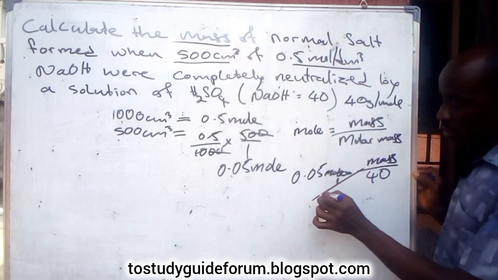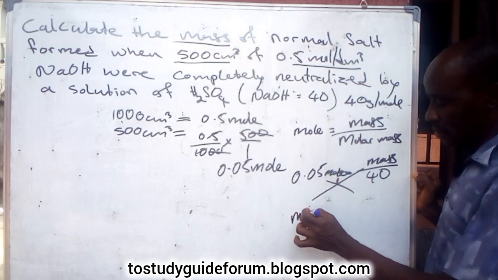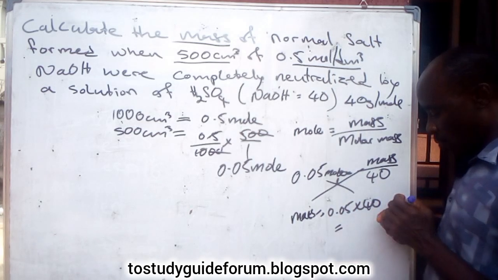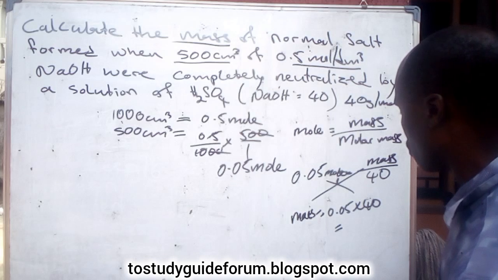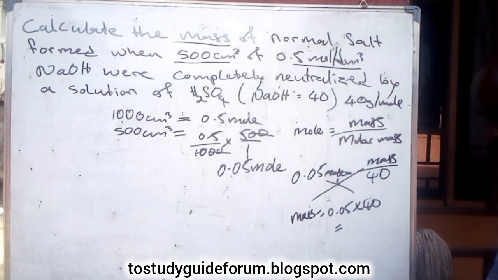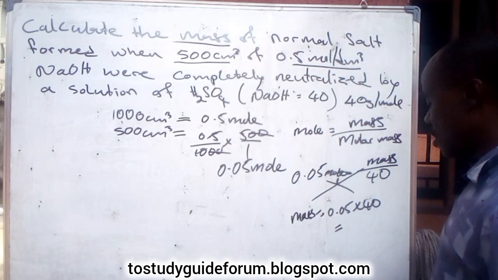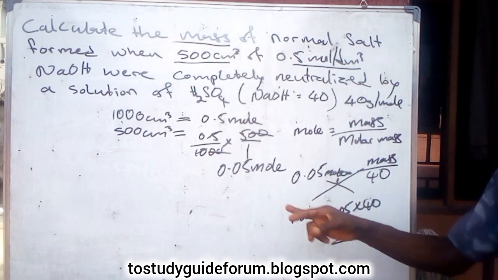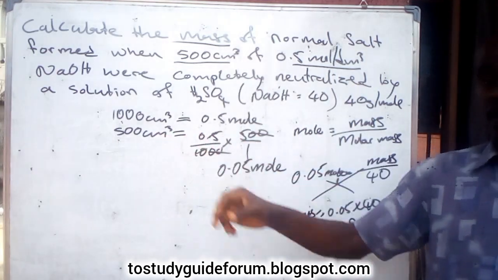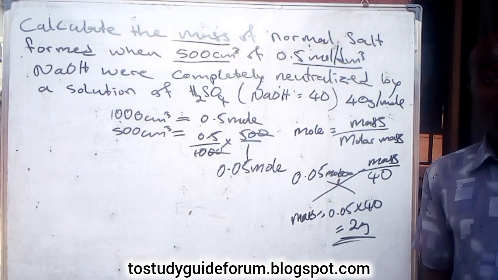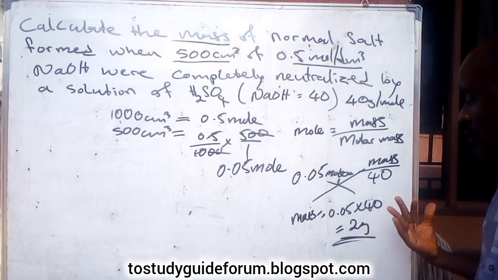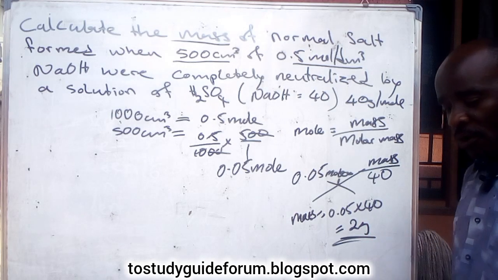If you cross multiply, the mass will be 0.05 times 40. That will give us 2 grams. 2 grams is what we have in 500 cm³. Now we are halfway to the solution, like I said earlier. Now what else are we going to do? How are we going to get this done? Is that all? What next are we going to do?